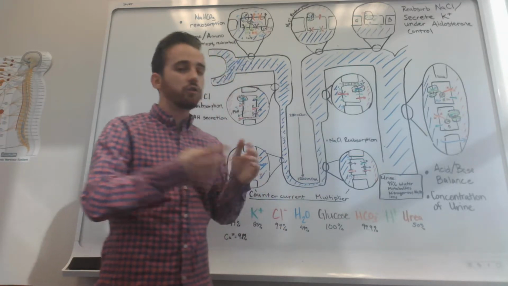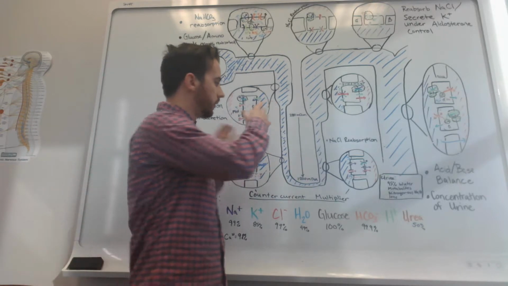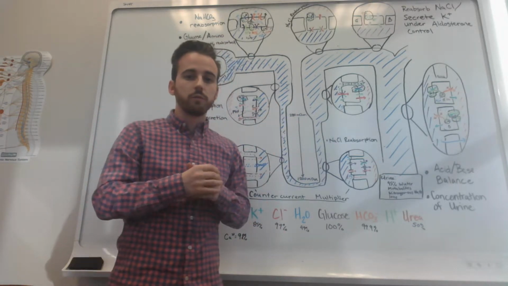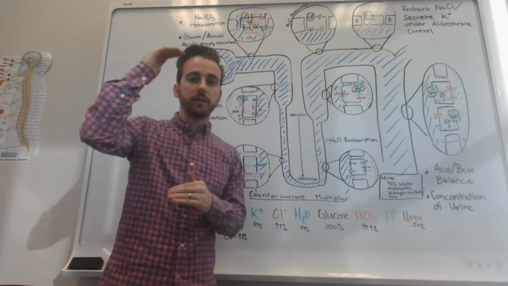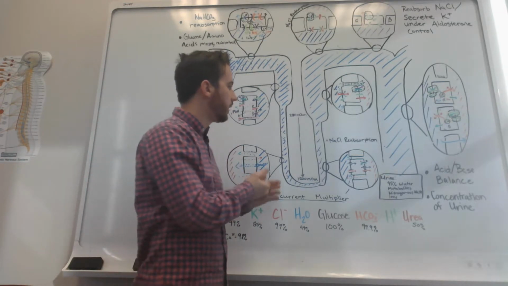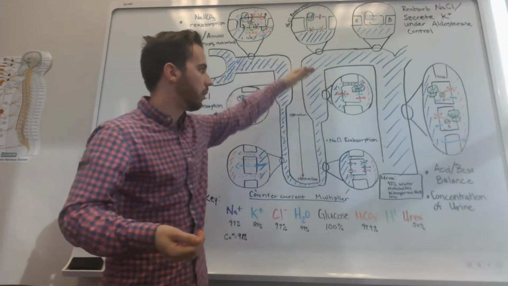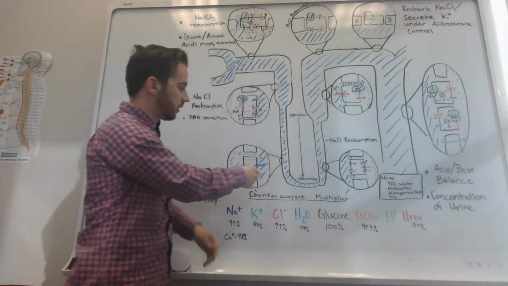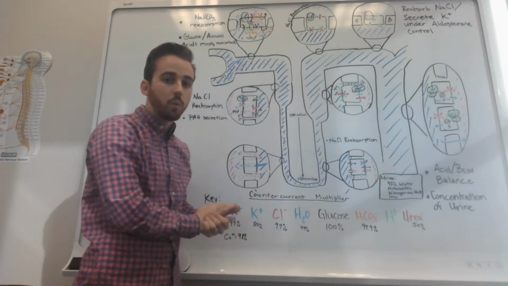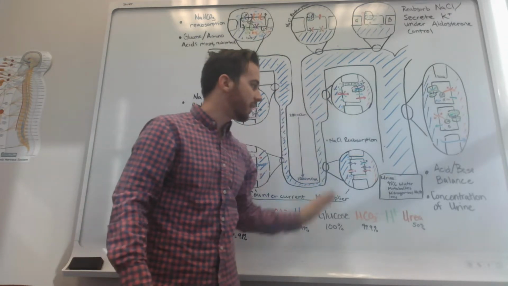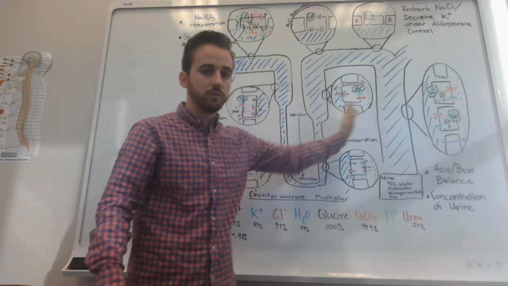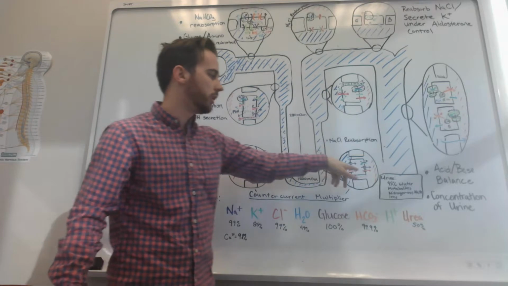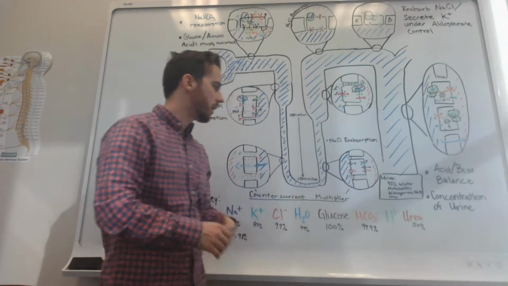Okay, let's go ahead and jump into our next group of sections, and that's going to be the part that is responsible for establishing a concentration gradient in our medulla, and that's the loop of Henle. Okay, so on this side of the loop of Henle, it's highly permeable to water. On this side, it's actually only permeable to solutes and not to water. It's permeable to urea in both sections there.